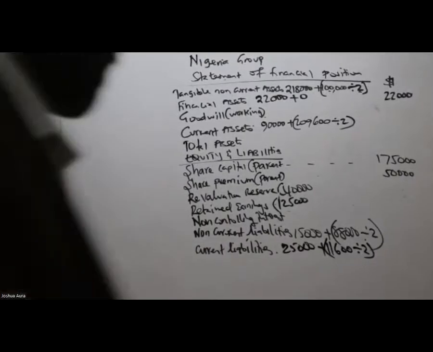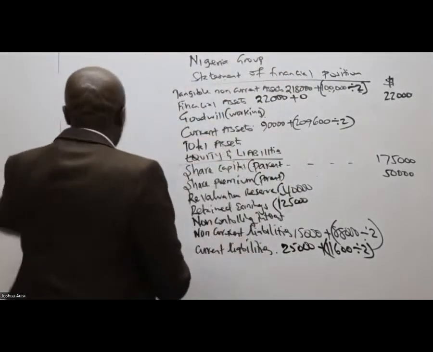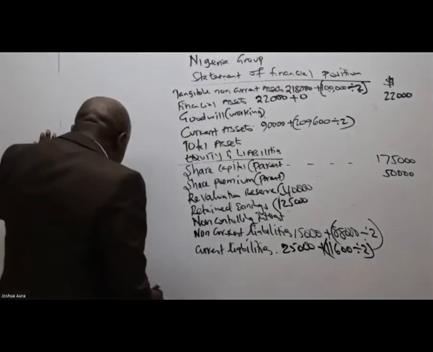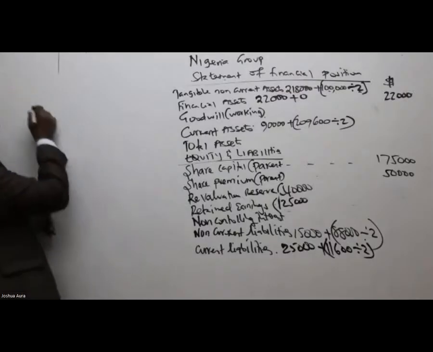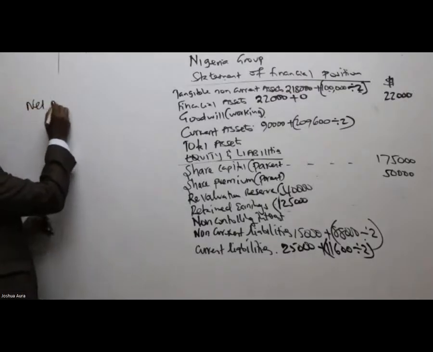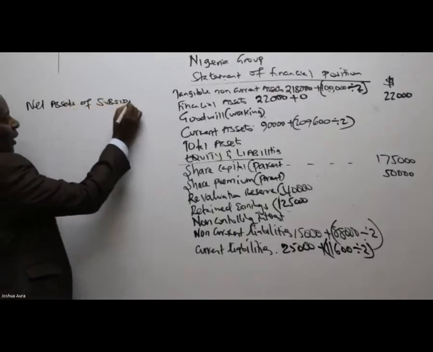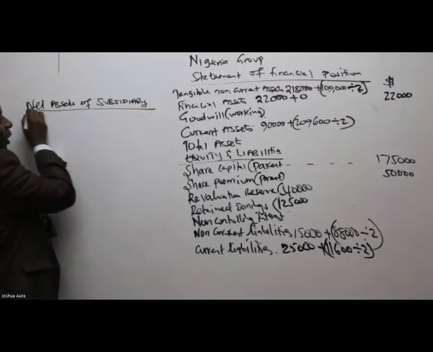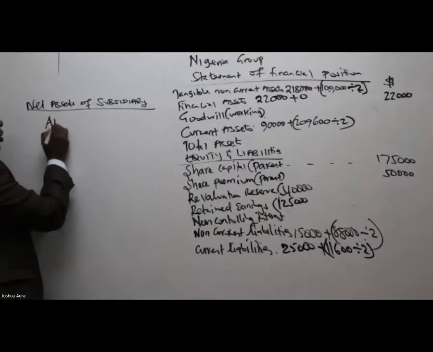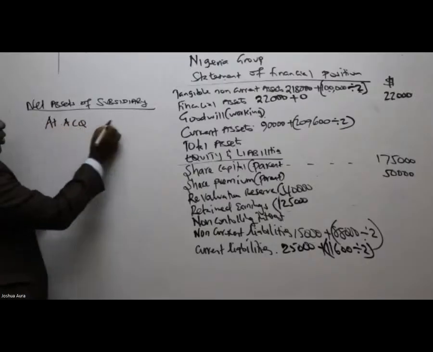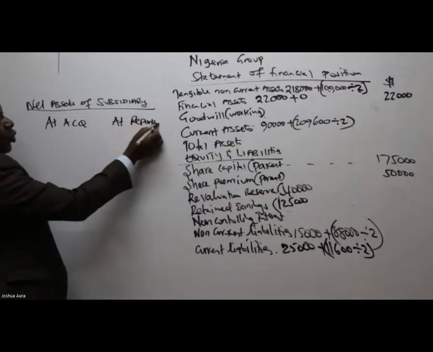So please go ahead and give me the net assets of the subsidiary. So now we are dealing with the net assets of the subsidiary. 3 marks really. Remember, for net assets, we have to give net assets at acquisition and at reporting. Two of them.